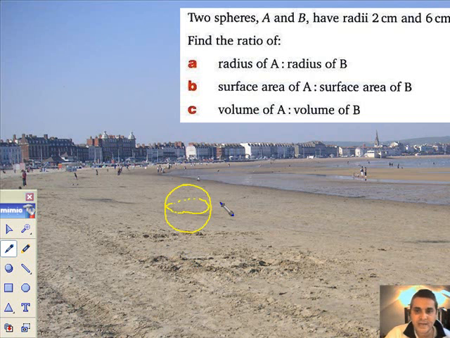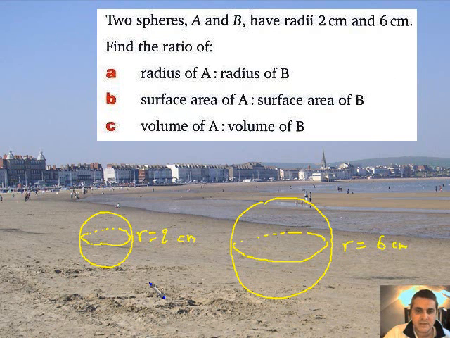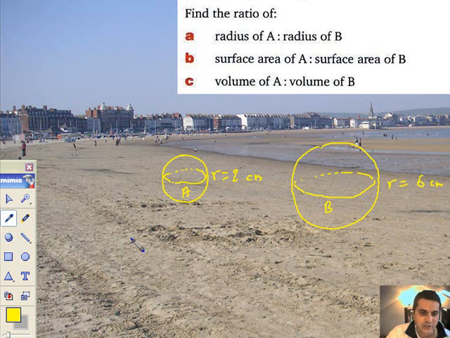And I'm told the radius is 2 centimeters, and a bigger one here. I'm trying to make it look bigger. There it is. That's behind, and the radius is 6 centimeters. So this is sphere A and this is sphere B. I'm doing question A. The ratio of radius of A to radius of B. Okay, radius of A is 2 to 6, otherwise known as 1 to 3.